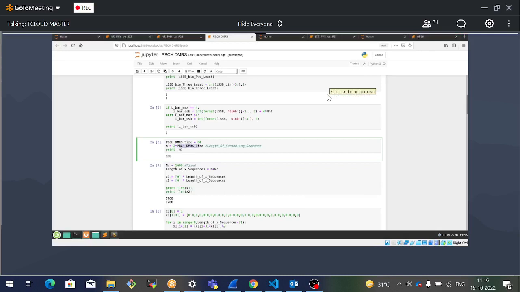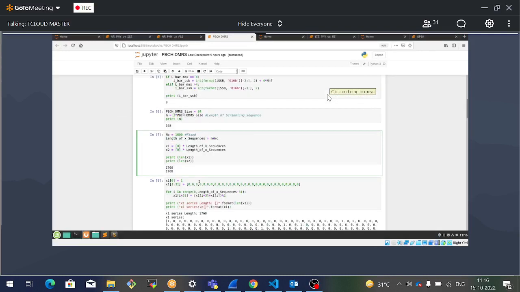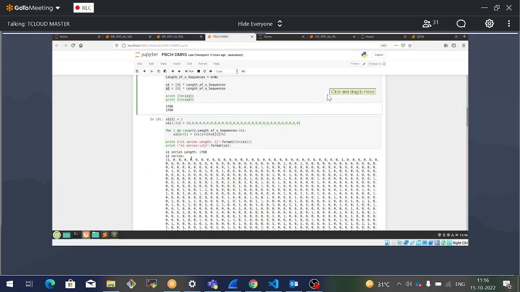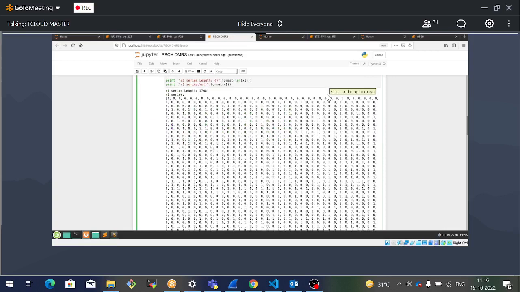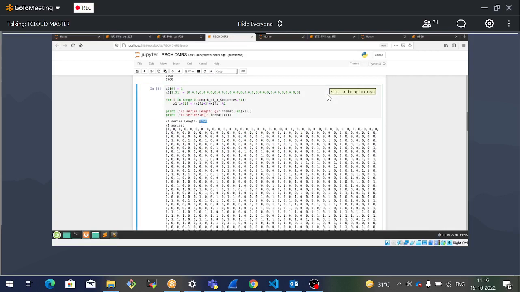So double that size. I'm considering M as the double, 168. So I'm calculating the x1 and x2 sequences. For x1, the first 30 values are already prefixed, and I have generated the needed x1 sequence values. Actually, you require an x1 sequence of 1768 values. Where did that 1768 come from?